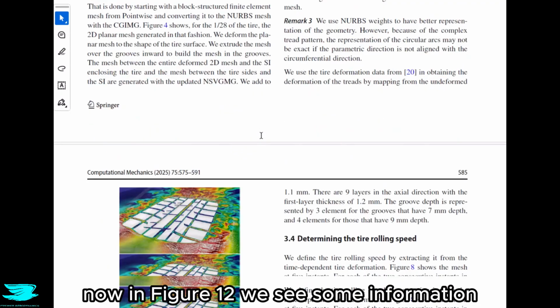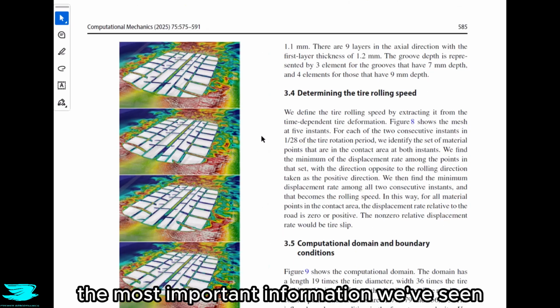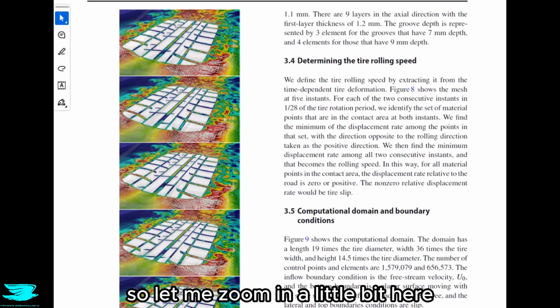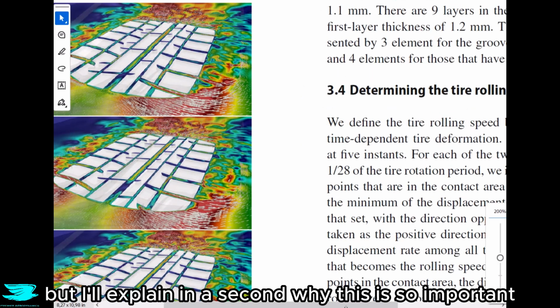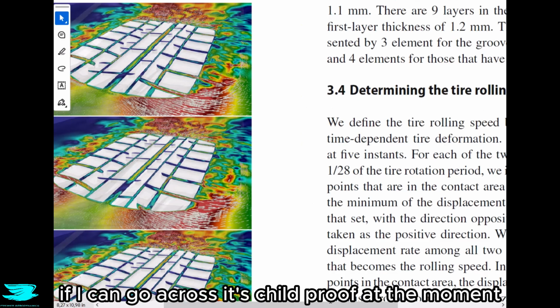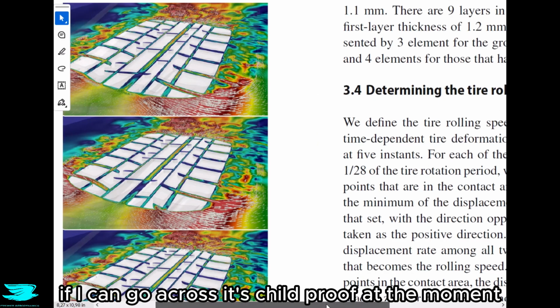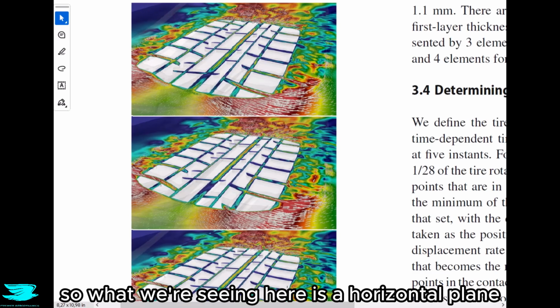Now in figure 12, we see some information that might be the most important information we've seen. So let me zoom in a little bit here. It might not seem like much, but I'll explain in a second why this is so important, if I can go across. It's childproof at the moment, but yeah, here we go.